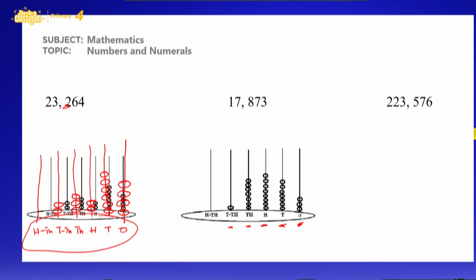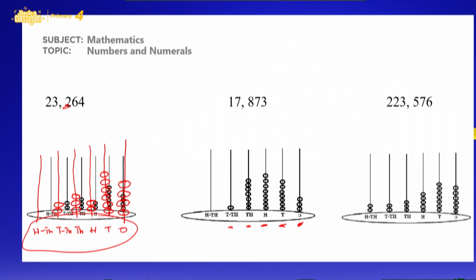17,873. Good. So our next one is also being displayed over there nicely. We have 223,576, that's been displayed nicely over there for you.